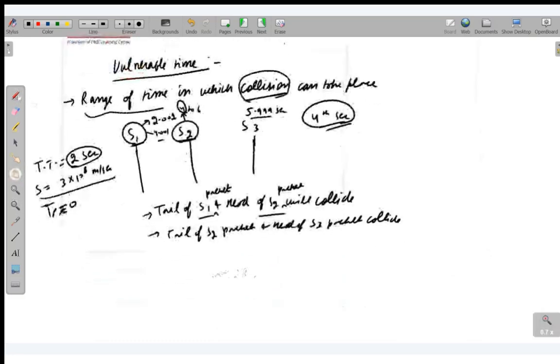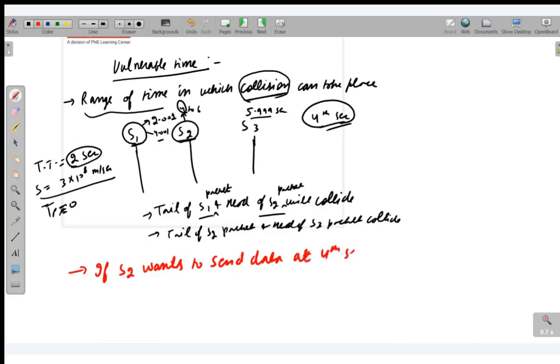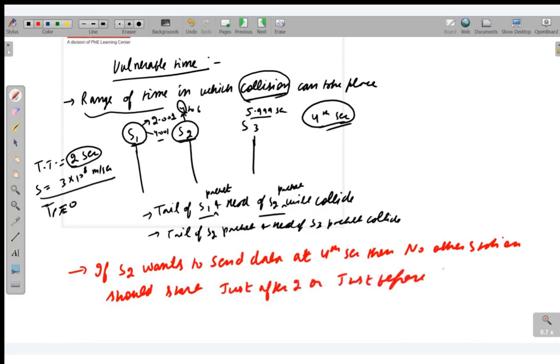Are you getting it? So if S2 wants to send data, let me use another color. What is the bottom line? If S2 wants to send data at the 4th second, then no other station should start just after 2 or just before 6. Okay, because otherwise collision will occur.